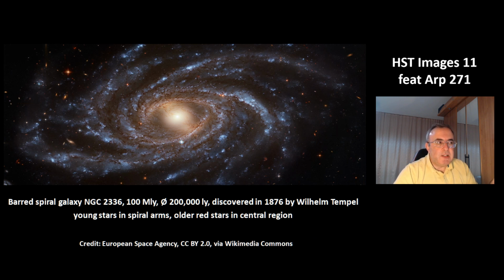This is the Barred Spiral Galaxy NGC 2336 at a distance of 100 million light years. Its size is 200,000 light years. It was discovered in 1876 by William Temple. It contains young stars in the spiral arms, here. And the central region is more reddish because it contains older red stars.